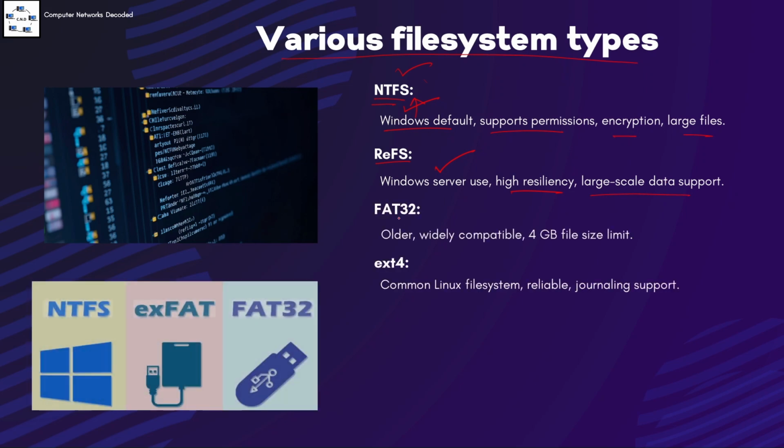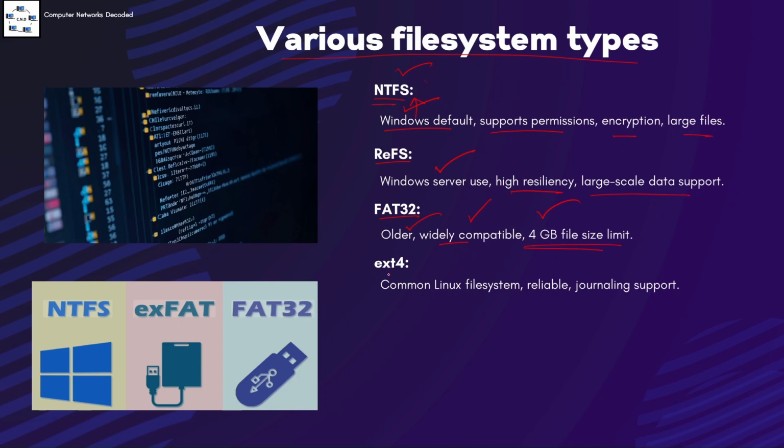Next one is FAT32. This one is an older file system, and since it is older, it is widely compatible, and it has a limitation of 4 GB file size. So this is an important point to remember.